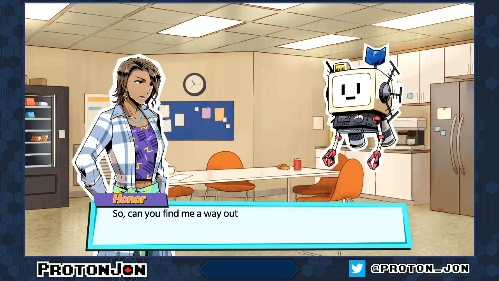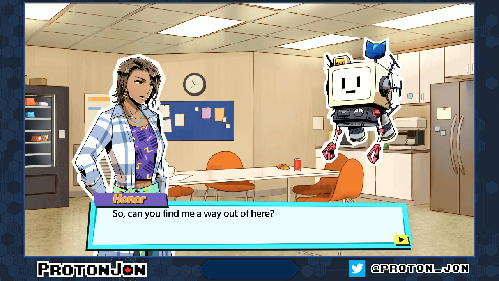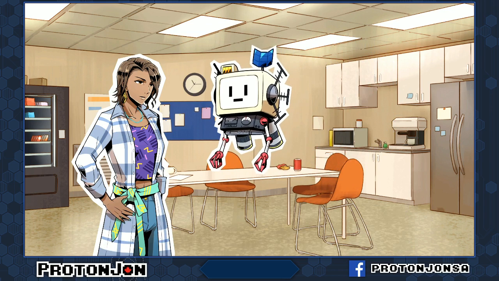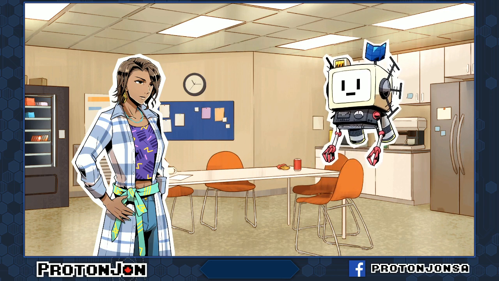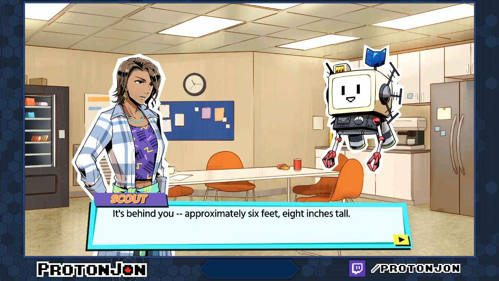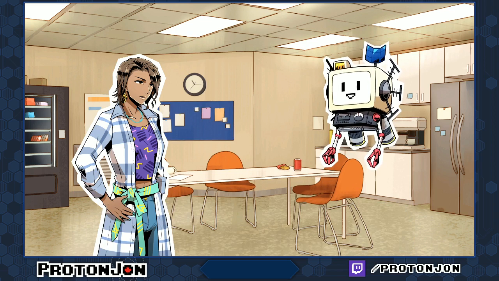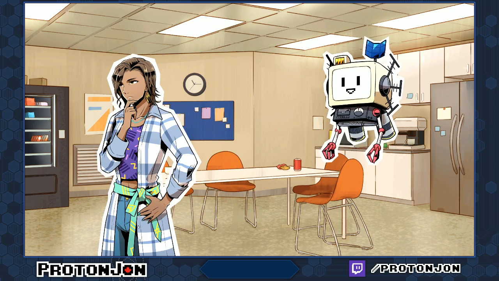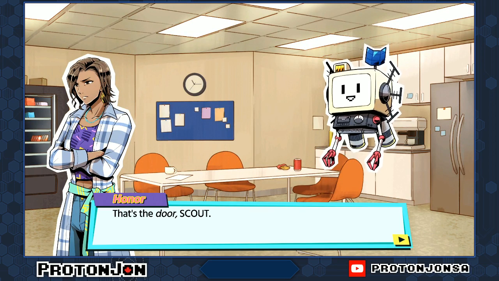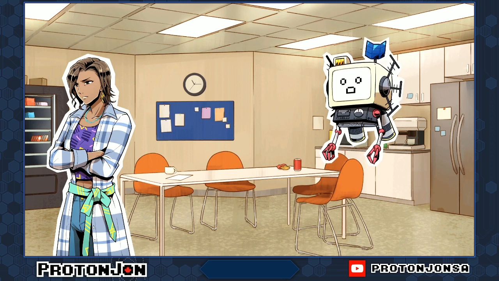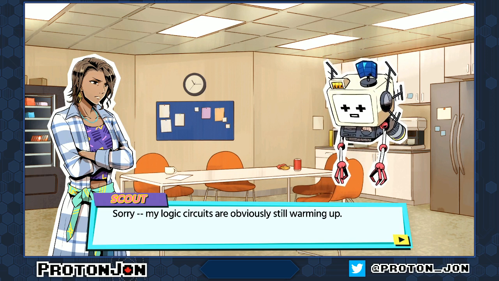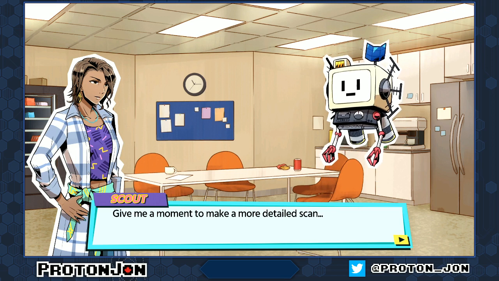So, can you find me a way out of here? Sure, I'll do a quick scan. There's a door over there. I found a way out. There's a gap in the wall. It's behind you, approximately 6 feet, 8 inches tall. That's literally the door. That's the door, Scout. If I could get out that way, I wouldn't have needed your help. Sorry, my logic circuits are obviously still warming up. Give me a moment to make a more detailed scan.